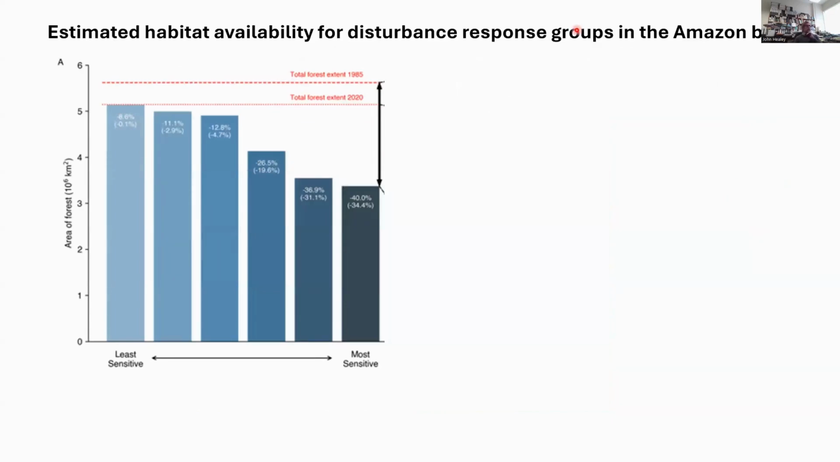So this is the estimated habitat availability for disturbance response groups in the Amazon biome, from that least sensitive group A through to the most sensitive group F. And that's how much habitat was available in 1985. And that's the reduction in overall cover of Amazonian forest by the year 2020. And this is by 2020 how much remaining habitat there is in forest area, in millions of square kilometers, for each of these 6 groups.